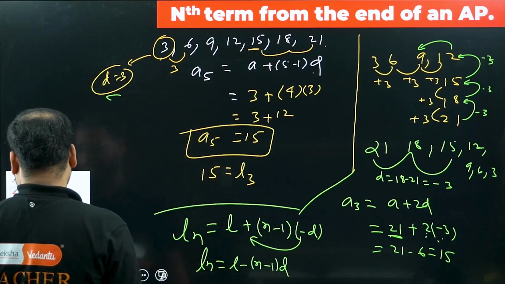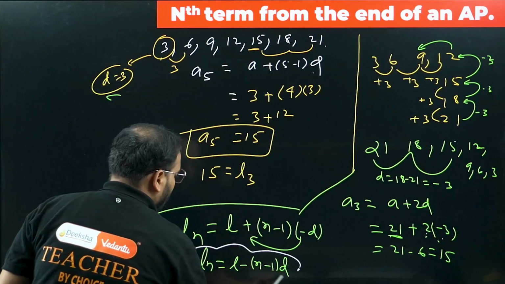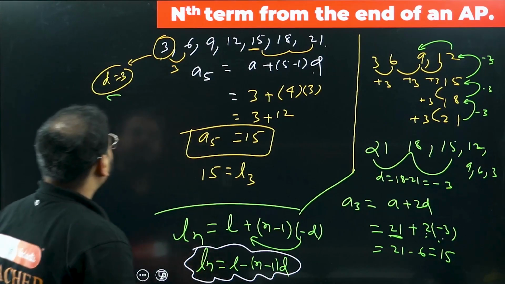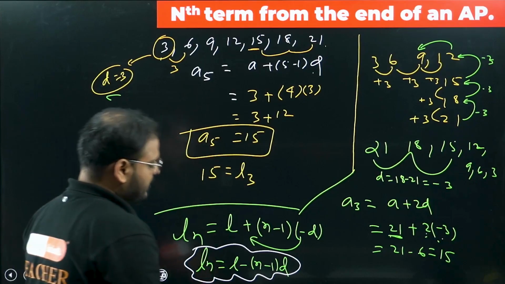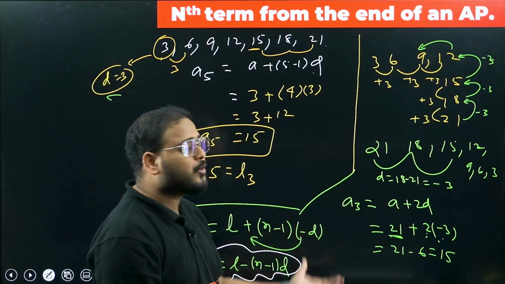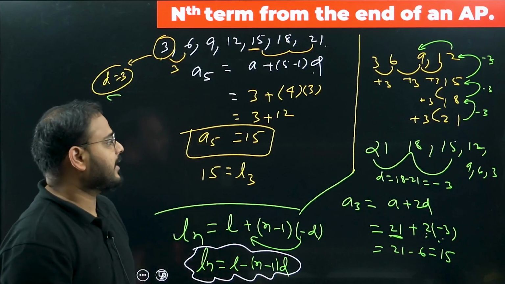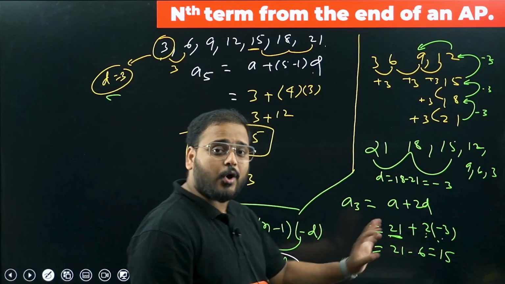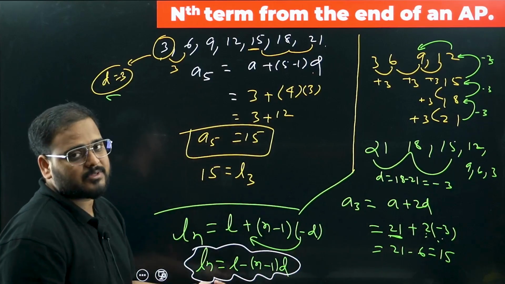I hope you understood this, right? Please check: L minus n minus 1 times d. I could have given you this simple formula and moved on, but I wanted to explain how it works, from where it's coming. So either you reverse the AP and apply the same formula, a plus 2d like this, or you can apply it like this, and you're going to get the same result.